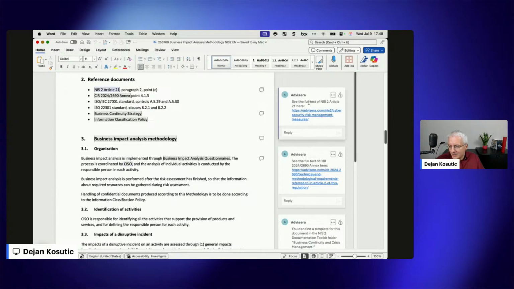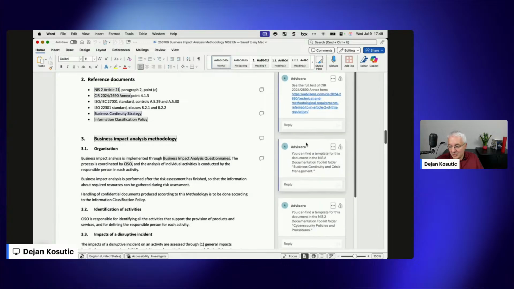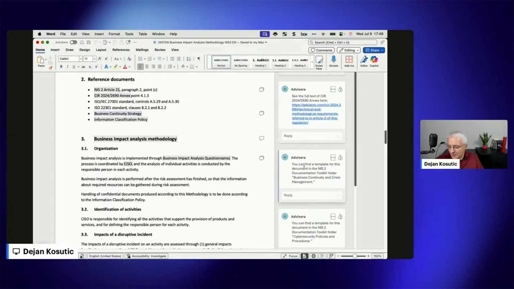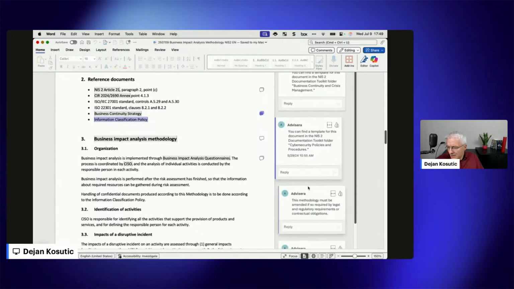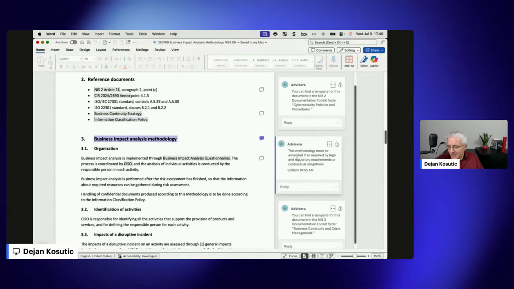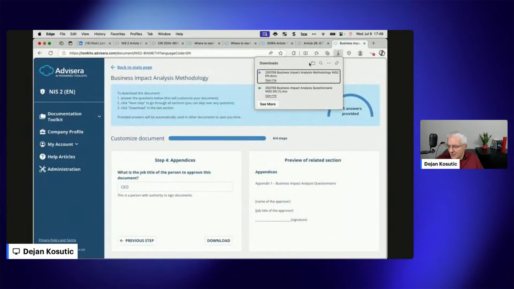And here on the right hand side you have these comments which actually help you fill out the document or personalize this document further. So for example, you can find this business continuity strategy in the folder this and that, and so on. So basically the idea of these templates is that once you download them on your local disk, it's very easy, very quick for you to fill out everything that is needed in this case for NIS2. Same thing for DORA.